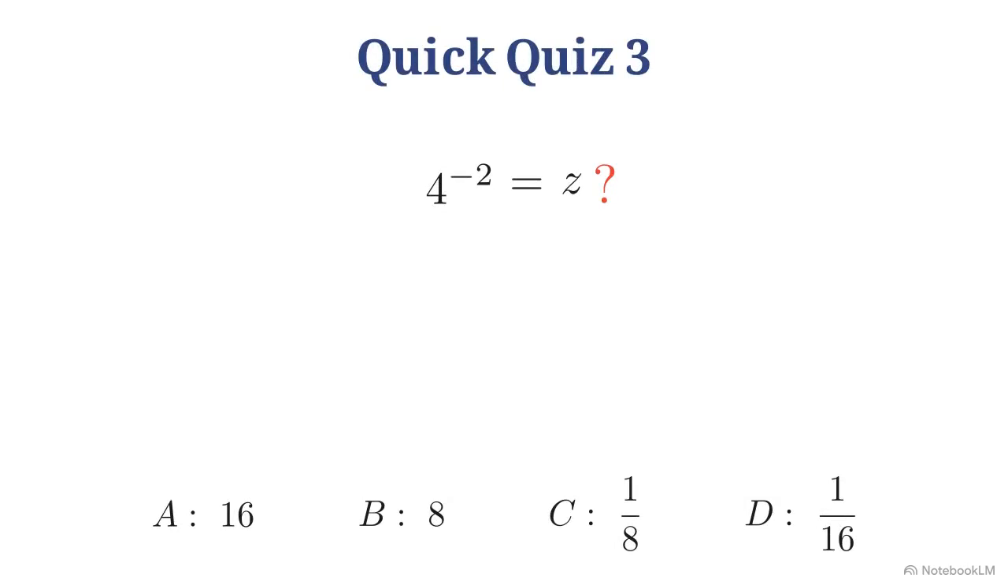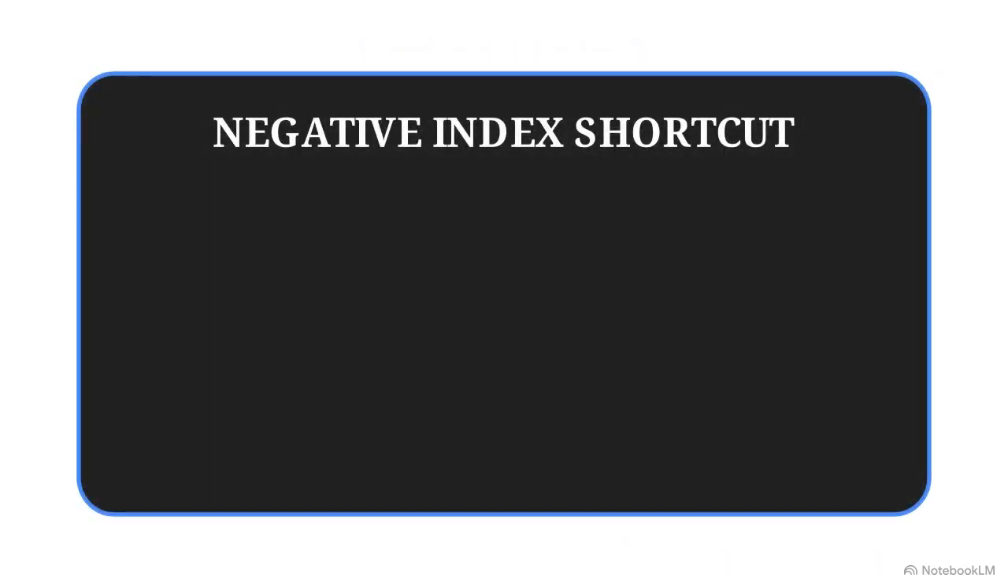Check out Quick Quiz 3. Let's calculate a final value using concrete numbers. If 4 to the power of negative 2 equals z, find z. 4 to the power of negative 2 turns into 1 over 4 squared. 4 squared is 16, leaving us with 1 over 16, which is option D.